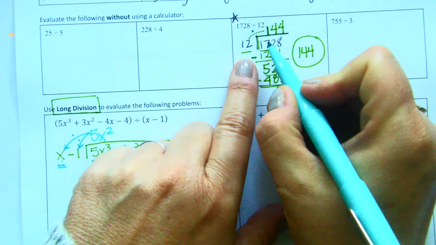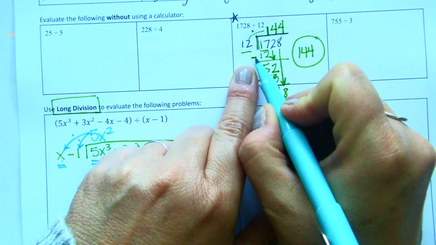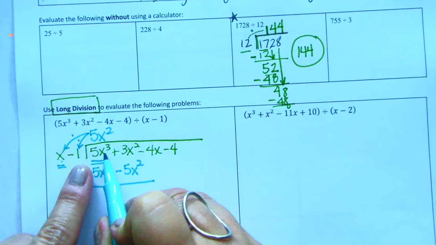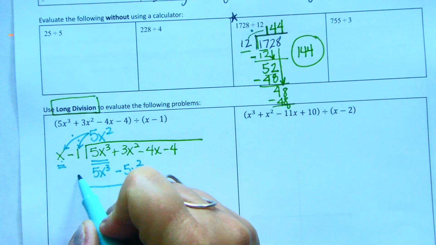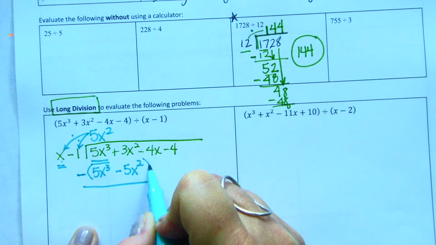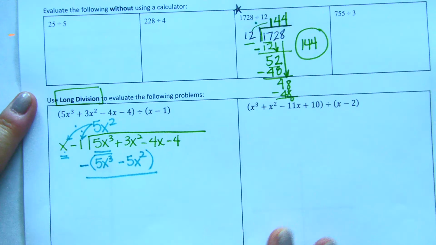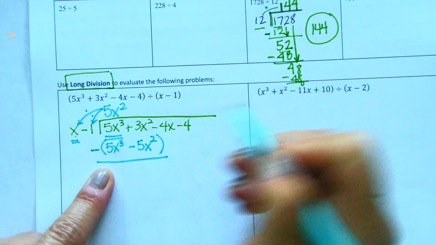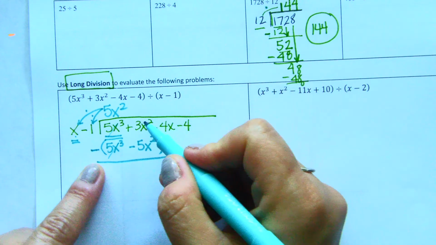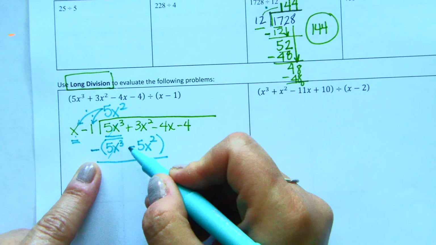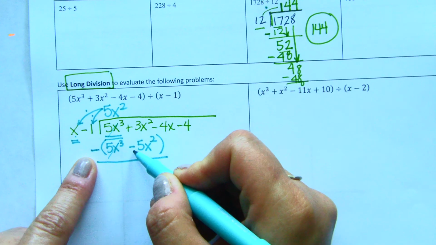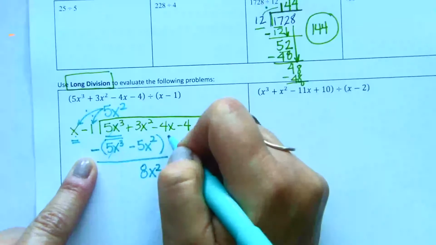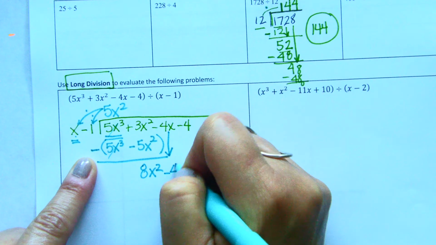Okay, so once I have the 12 here, notice I subtracted. I did 17 minus 12. So I'm going to do the same thing. I'm going to subtract. But when you subtract, there's more than one term that you are subtracting. So 5x cubed minus 5x cubed is nothing, right? It cancels. 3x squared minus a -5x squared. So these two negatives make a positive. So then I get 8x squared. And then you bring down the next term.